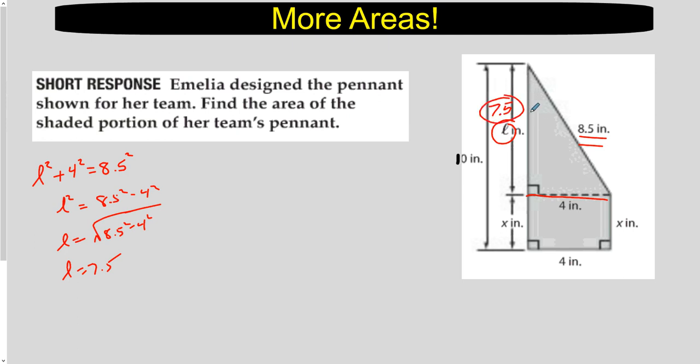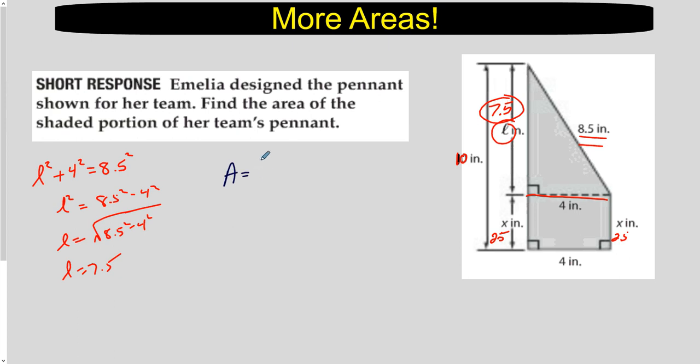Now you might be wondering how that's going to be helpful. Well, if that's 7.5, this entire thing is 10, right? So that means that this has to be 2.5. And if that's 2.5, this is also 2.5, because you can see that we made a rectangle. Opposite sides of a rectangle have to be the same length. So now I can jump over to the area of my parallelogram. Excuse me, of my trapezoid.